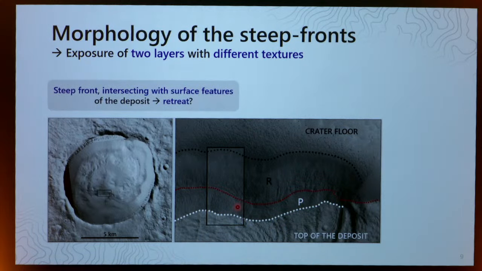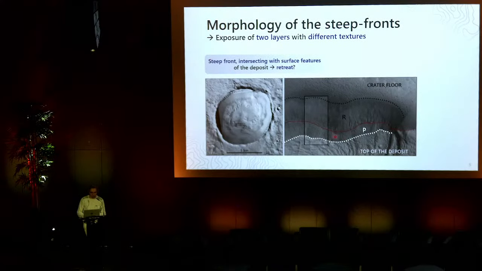First, the steep front is intersecting with the surface features of the deposits. So what you can see at the top of the steep front is that it intersects the ridges that we see at the top of the deposits, which could suggest that this steep front has been retreating over time, maybe due to ice sublimation.